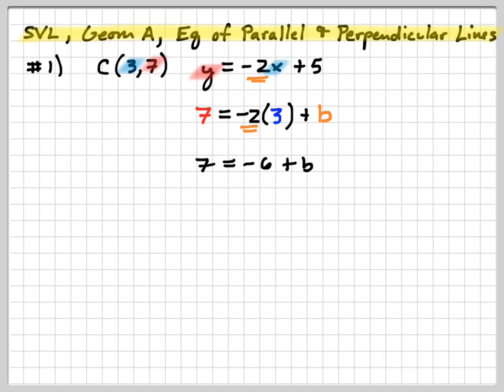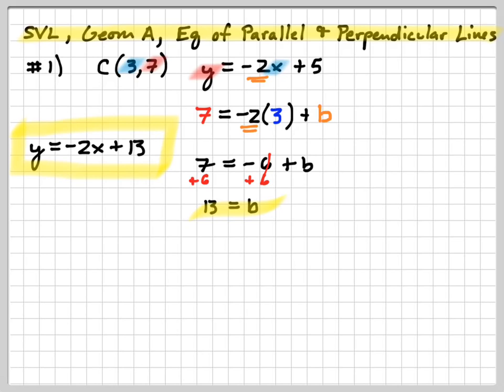And now it's a simple one-step equation to find b. Add 6 to both sides, and your final answer is 13. Now you have to recreate your equation. It's y equals negative 2x plus 13.